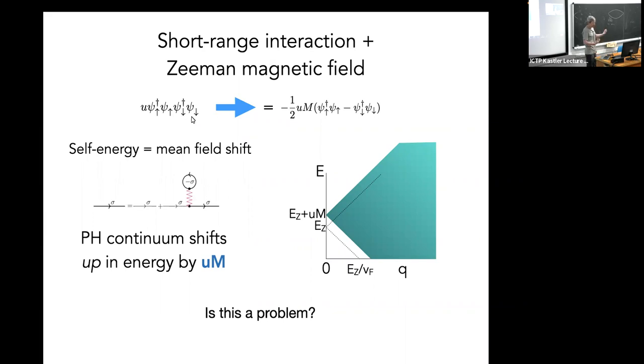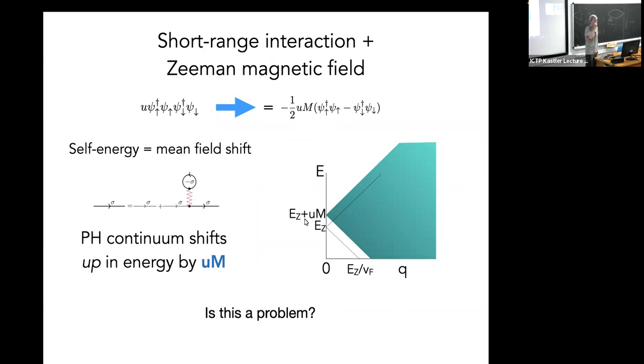In magnetic field, these polarizations for up and down are different. As a result, you get a term like that, where U is the interaction and M is the magnetization. So the total field that spinons with up and down spins experience is now the sum of the external field and this internal field. And as a result, your continuum shifts from the Zeeman energy in this simple naive picture to the energy at Q equals zero of Zeeman plus U times M.